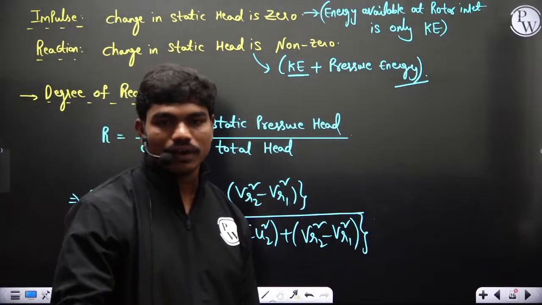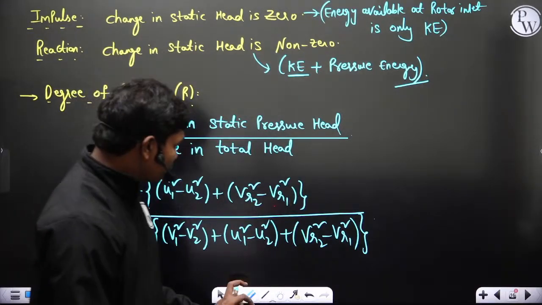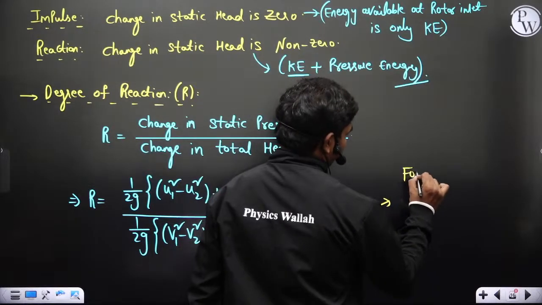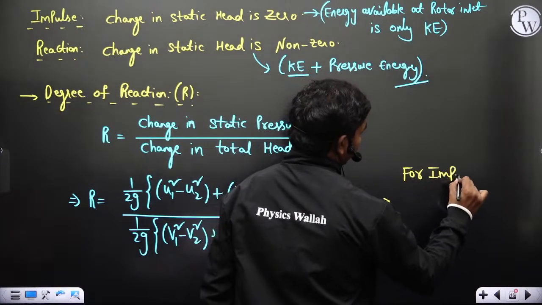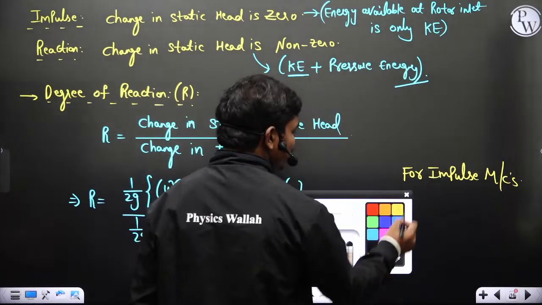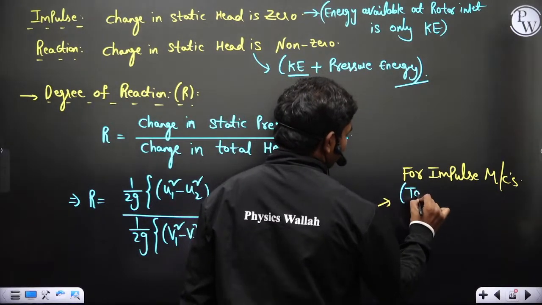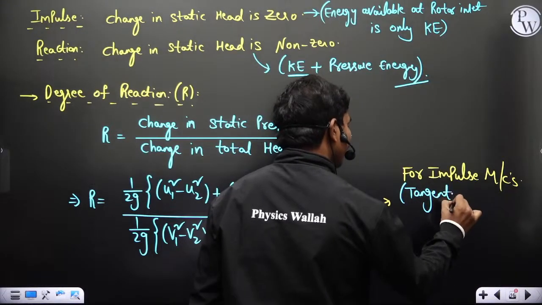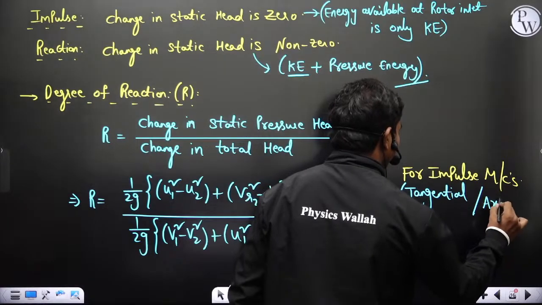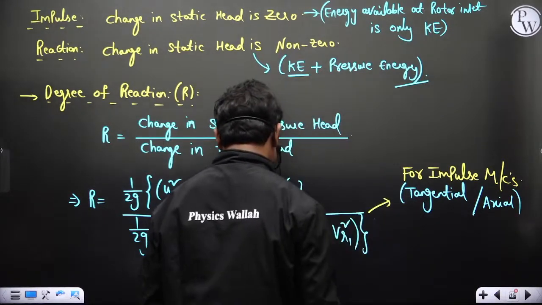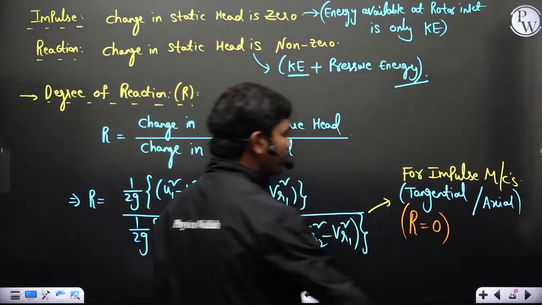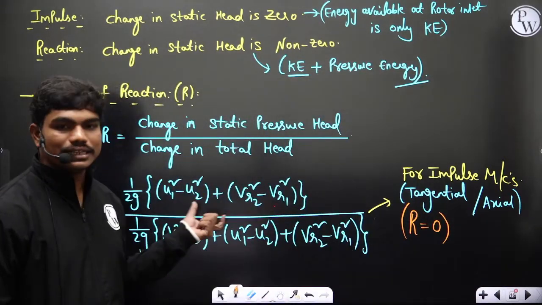Okay, good afternoon Amit. See here, normally impulse machines are generally either tangential or axial. The majority are tangential or axial machines, meaning the flow effectively happens in these directions. For impulse machines, R is equal to 0, so there won't be any change in the static pressure head.